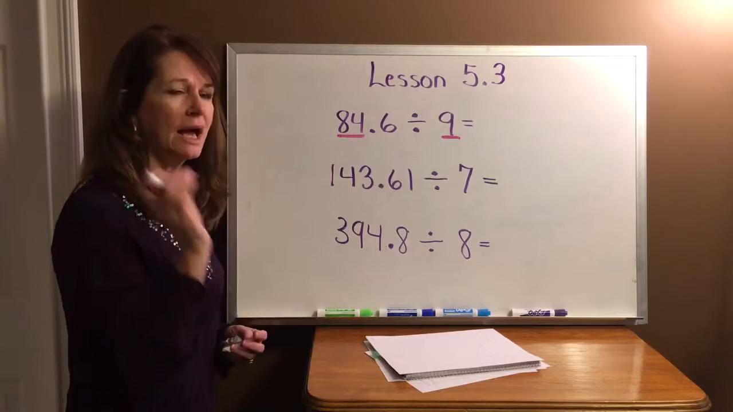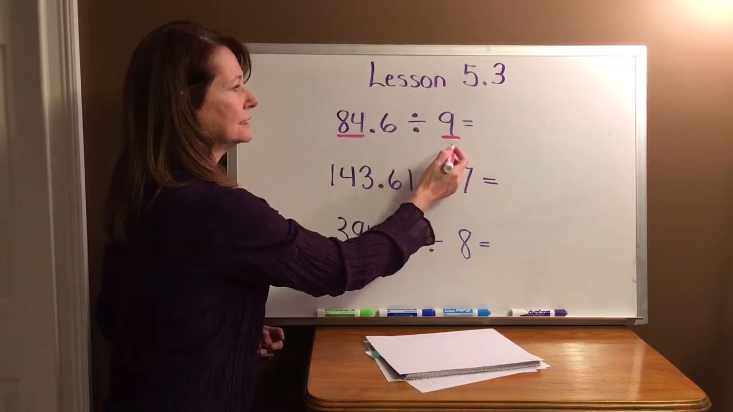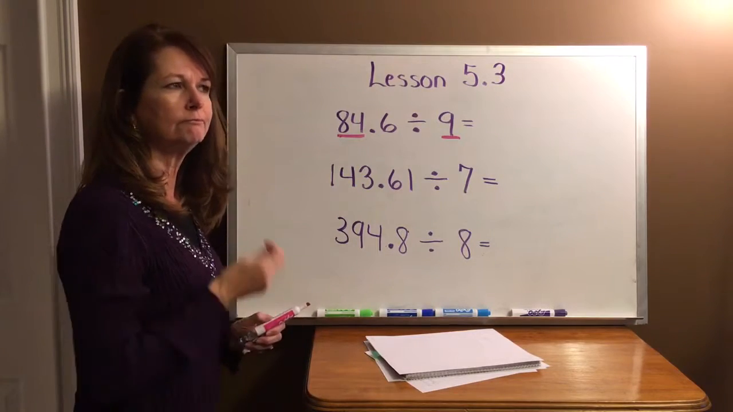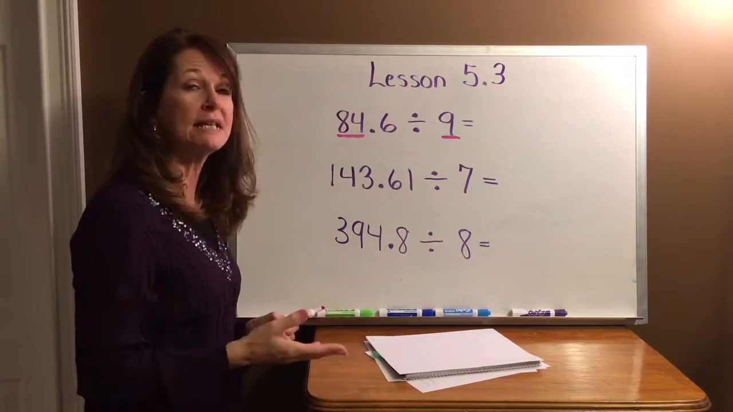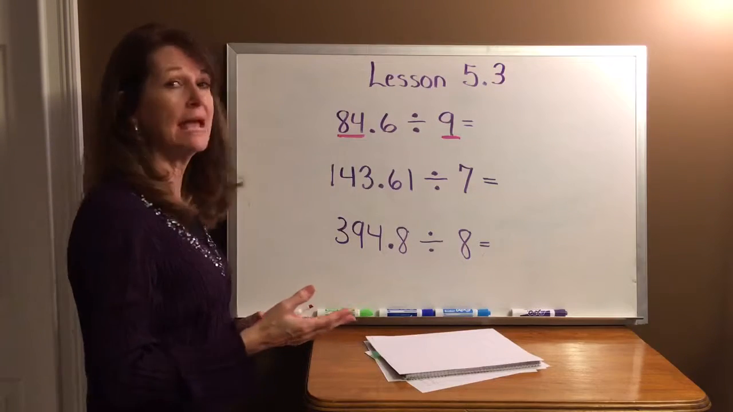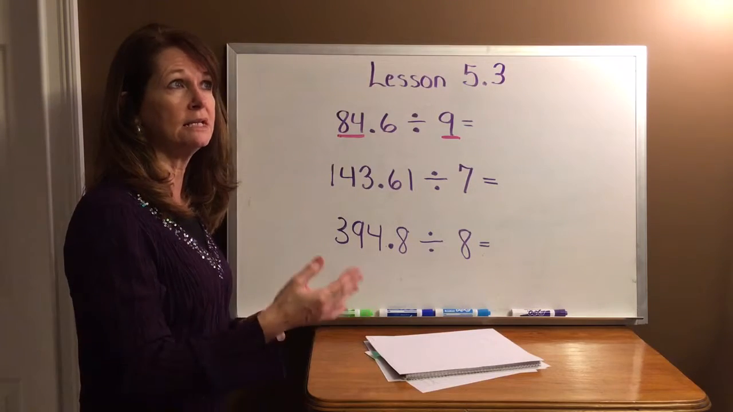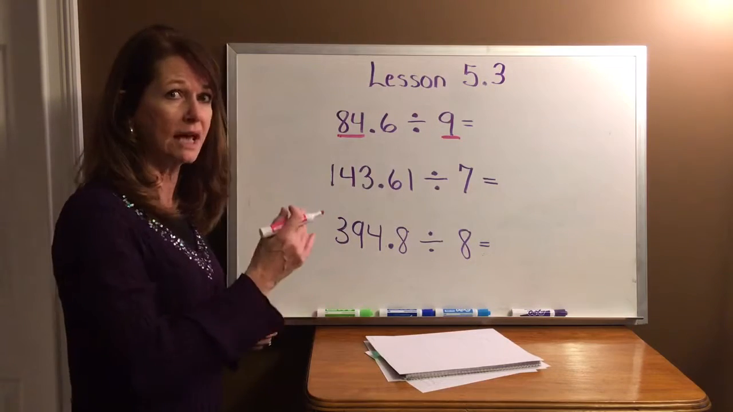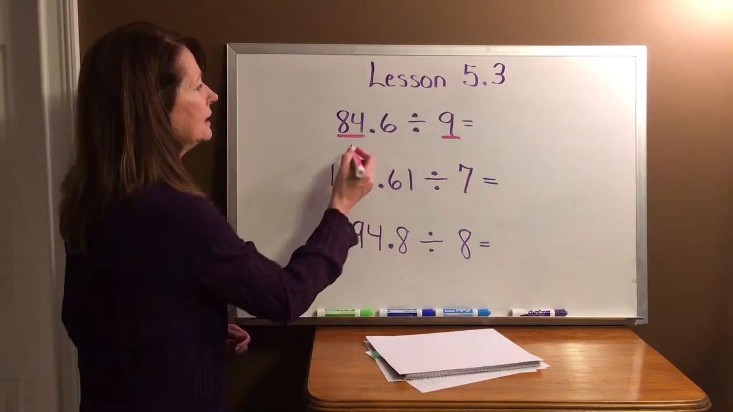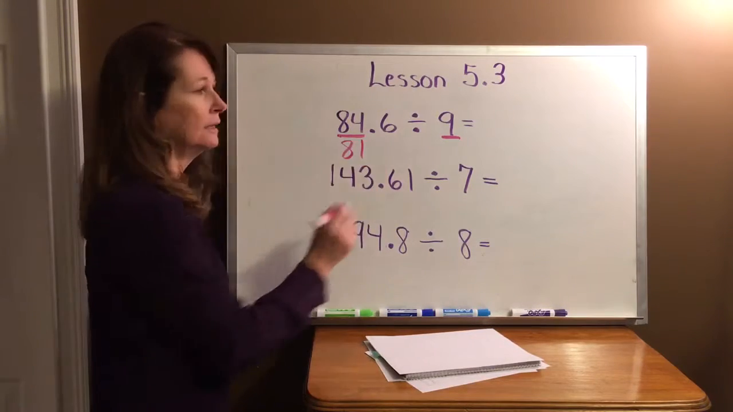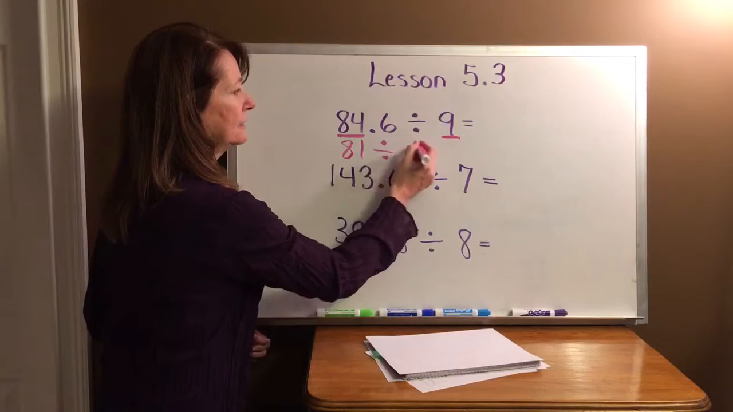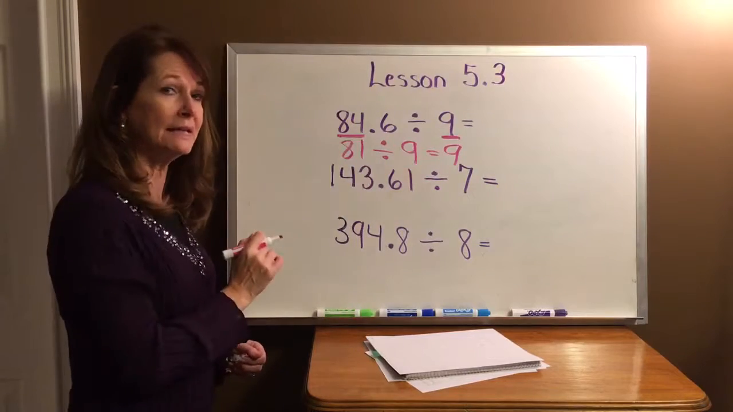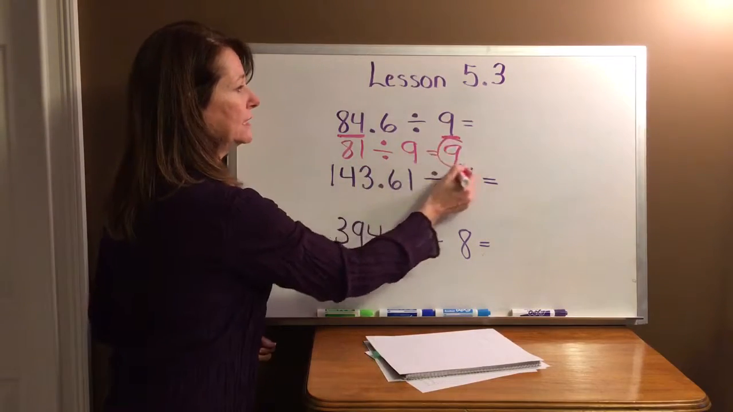So in my mind, I think 9 times what is close to 84. Let's see, 9 times 7 is 63. 9 times 8 is 72. 9 times 9 is 81. And then 9 times 10 is 90. So in this case, if this was 81, I could divide by 9 and I would get 9. So my estimated answer for this would be 9.